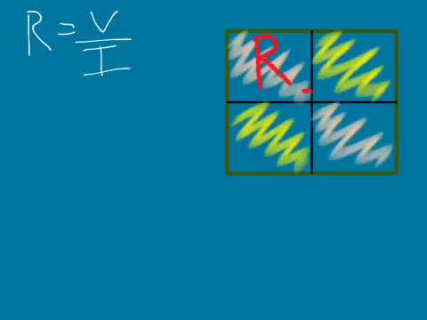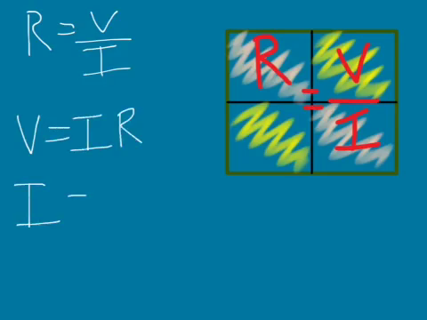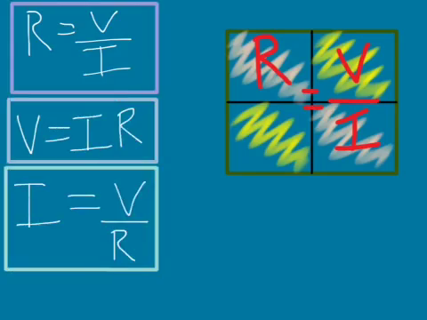Okay, let's take that defined equation and now rearrange it to get two other equations, leaving us with three in total. There we have our Battenberg method over there. We rearrange that to get V is equal to IR and I is equal to V over R. So that leaves us with three equations: one to calculate resistance, one to calculate voltage, and one to calculate the current. Now let's look at an example of this.